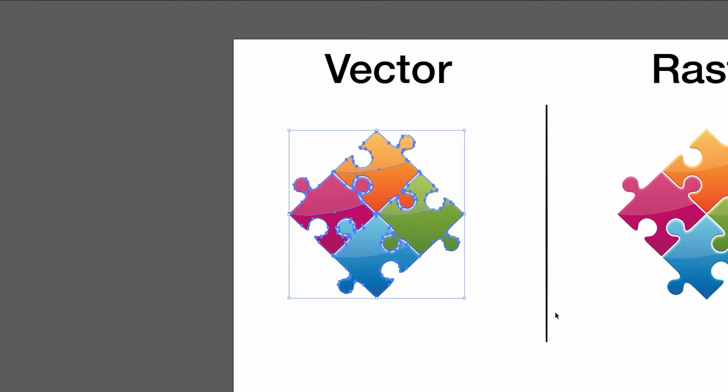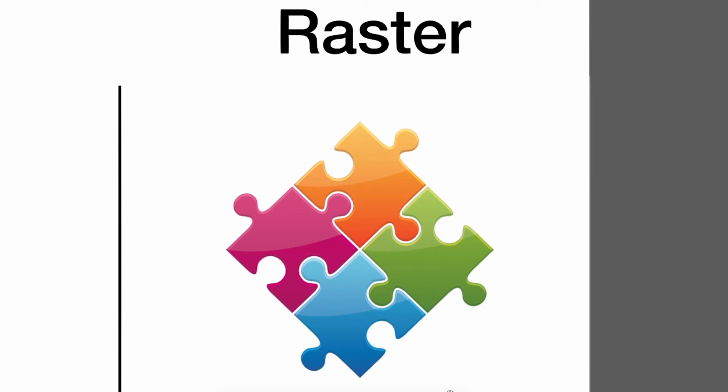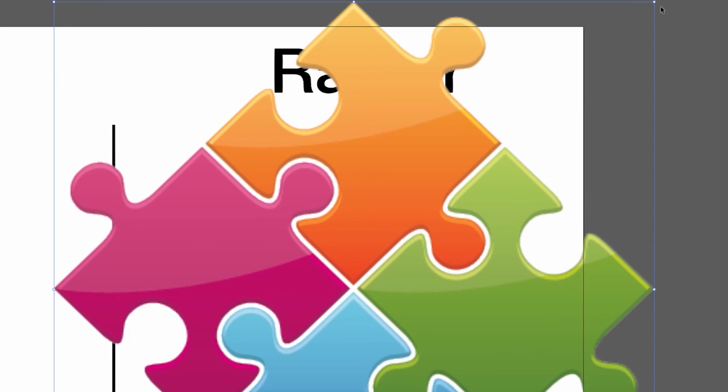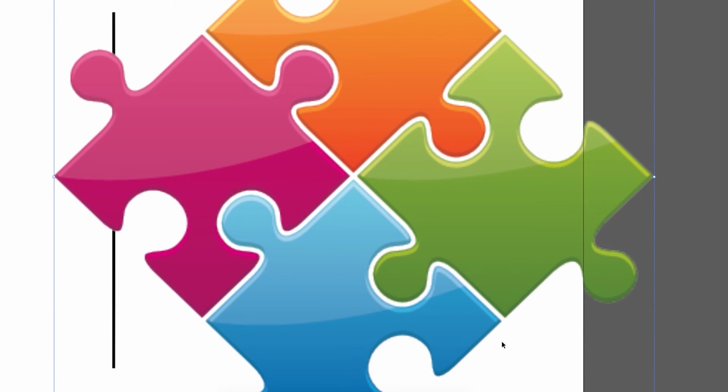Let's go over to the raster image. As you can see, when I click on the image, there's a box that goes around the image. This is an indicator that it could possibly be raster. Let's make the raster image bigger. And let's zoom in on the edges. As you can see, the edges have become pixelated and blurry.